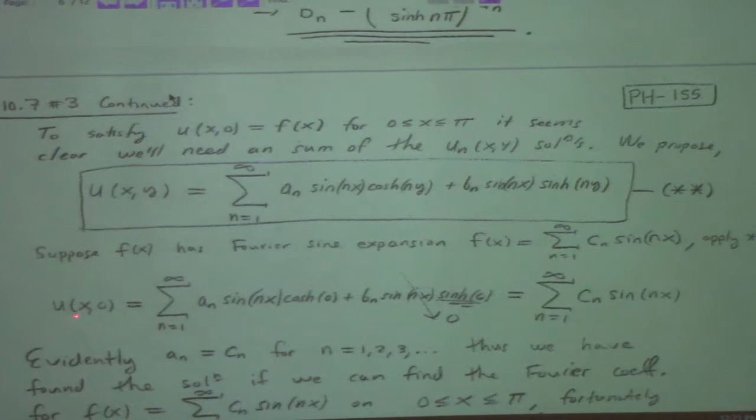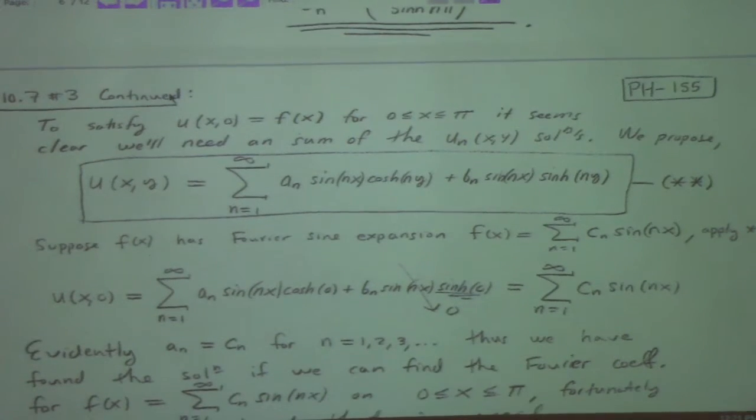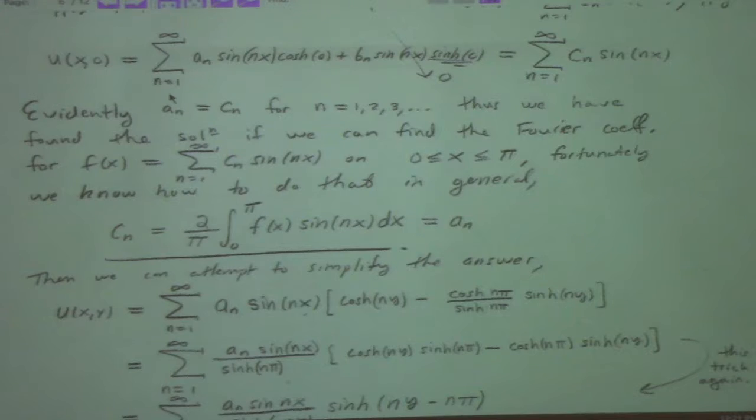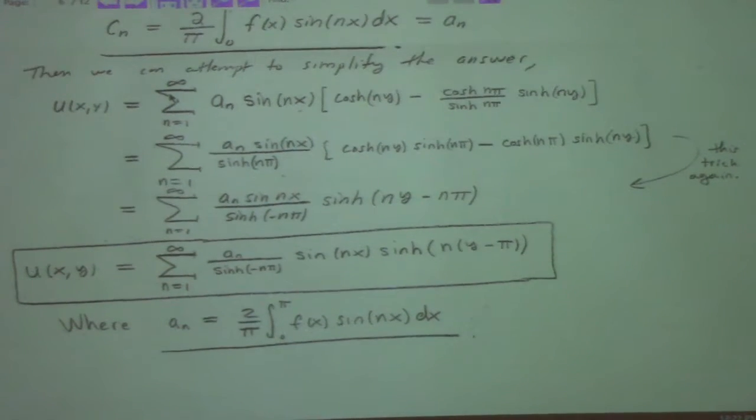Anyway, so u of x, 0 has to be equal to f of x, but f of x, I'm saying, has coefficient c sub n. So you can see from this that we have to have c sub n equals a sub n, right? And you can find the Fourier coefficients like that. So that's the best answer I can give in terms of the Fourier coefficients here. I'm not actually given the f of x in this problem, so that's kind of the best I can do for the answer.